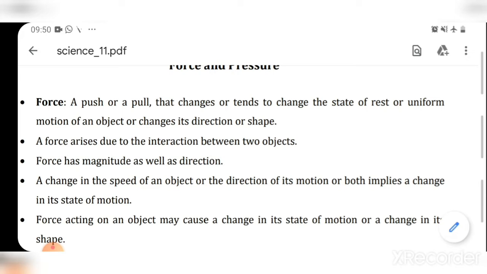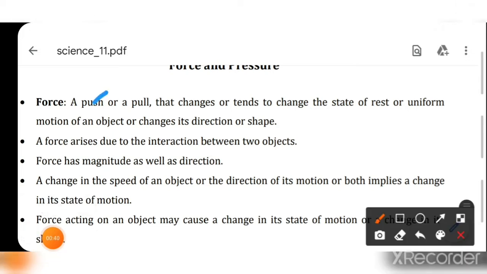Now, first, what is force? A push or a pull that changes or tends to change the state of rest or uniform motion of an object, or changes its direction or shape, is called force. When you push or pull, the place of the object changes, or its state of rest or uniform motion, direction or shape changes. That is called force.